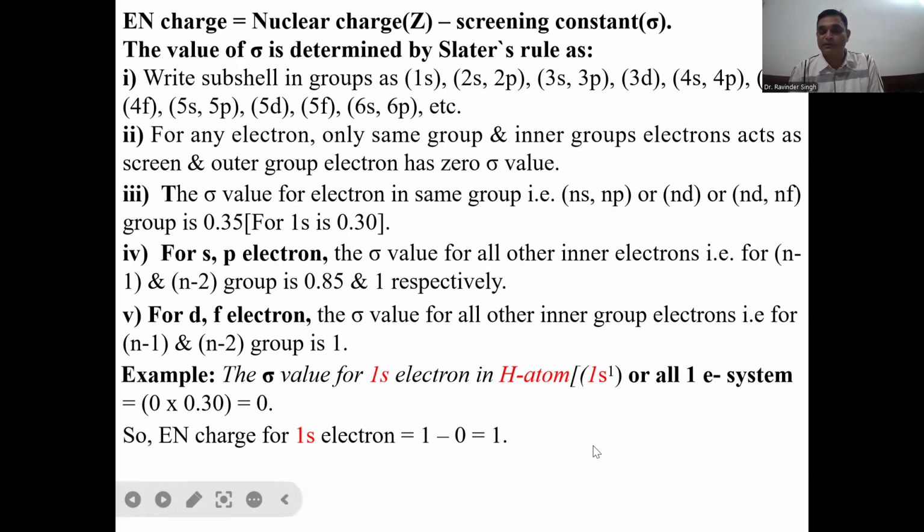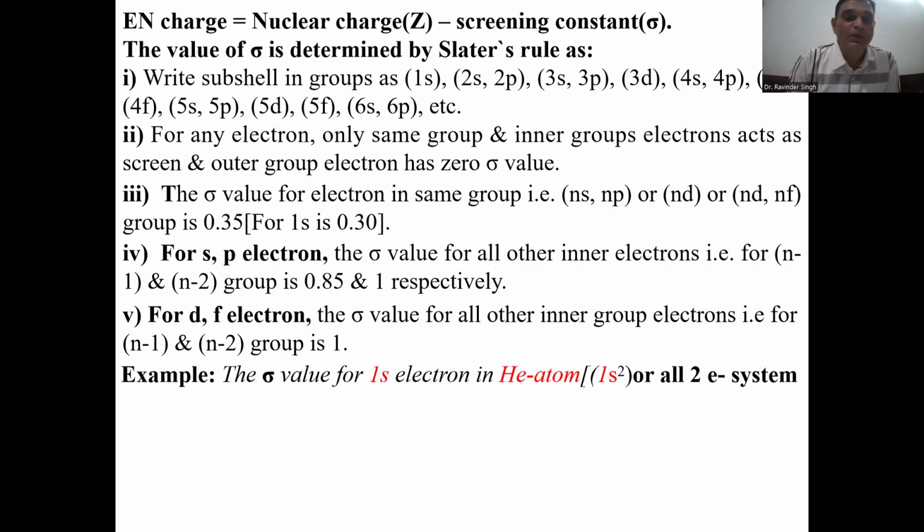Now we will take another example. What is the effective nuclear charge experienced by the 1s electron in helium? That is a 2-electron system. In all 2-electron systems, the answer will be the same. So for the 1s electron in helium, we first write the electron configuration. The configuration is 1s2. Now make the groups. There is only the first shell, so only one group. In helium there are 2 electrons in 1s, and we want to calculate the effective nuclear charge experienced by a 1s electron.